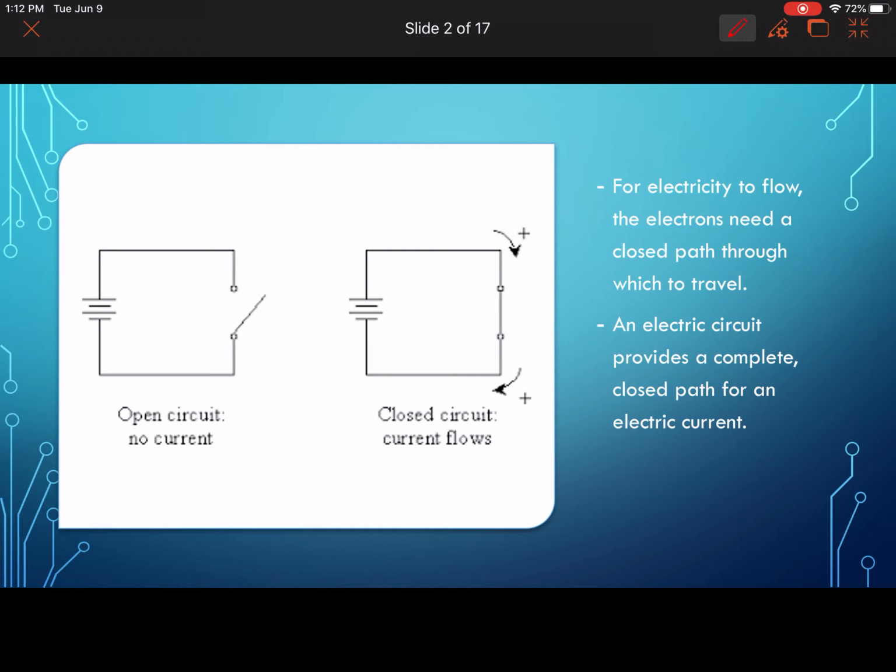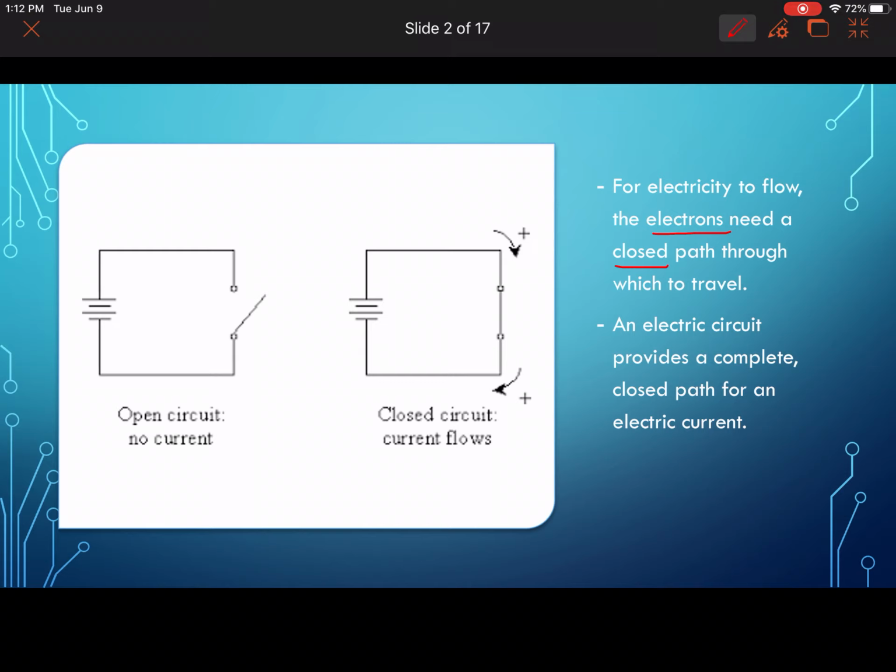For electricity to flow, the electrons, always remember electricity is electrons, need a closed path through which to travel. So the circuit can't be open. An electric circuit provides a complete closed path for an electric current.